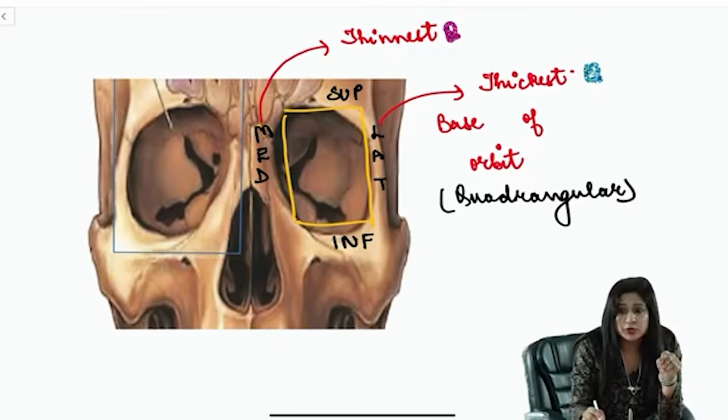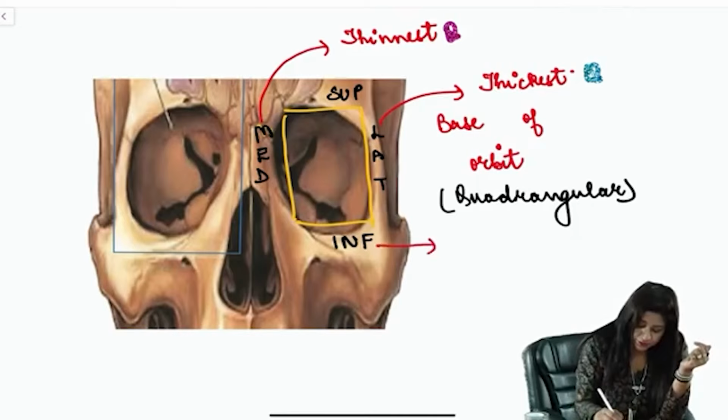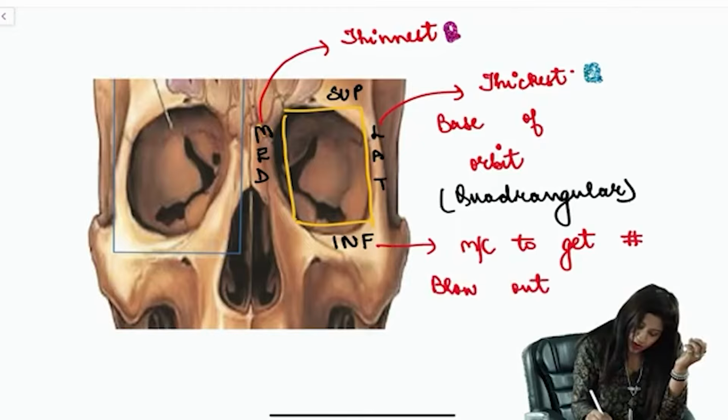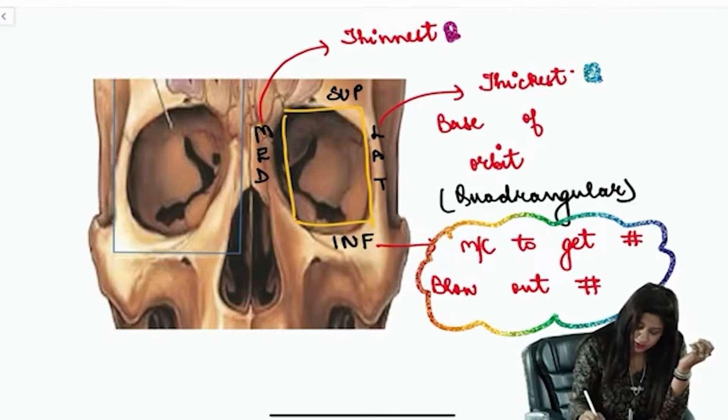I think this time also it had come, the wall most commonly to get fractured. This had come or not? Yes. So the most commonly fractured is the inferior wall, and this fracture is called a blowout fracture. This is called the blowout fracture, the very, very important FMG PYQ.